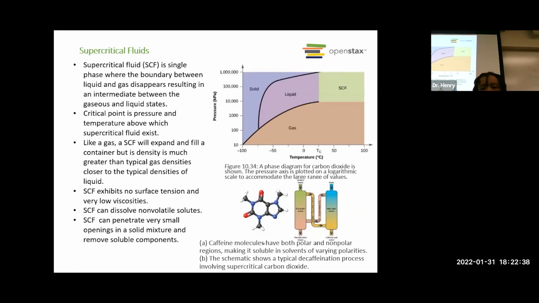Okay, so we're talking about supercritical fluid. Supercritical fluid is going to be that phase between a liquid and a gas, right? The thing about your supercritical fluid is it's going to have characteristics of both states. Like a gas, the supercritical fluid is going to be able to expand and fill a container, and then its density characteristics are going to be closer to the liquid. Okay.